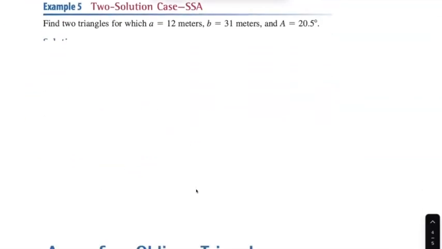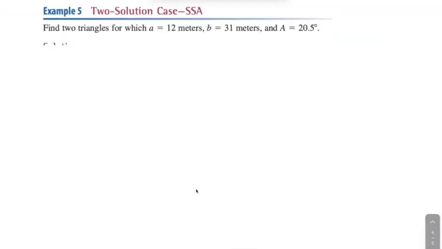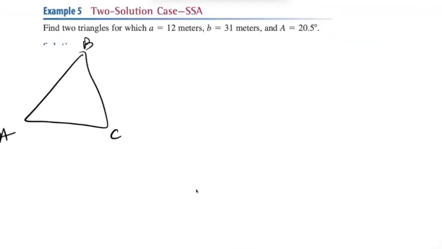The two triangle case, this one when we solve the second triangle, it should work out. Let's draw a little triangle here, ABC. This is 12 and 20.5, 31. All we're going to do, let's break this in half. I might have to use both of them. Let's solve this triangle first. We're looking for this angle here.